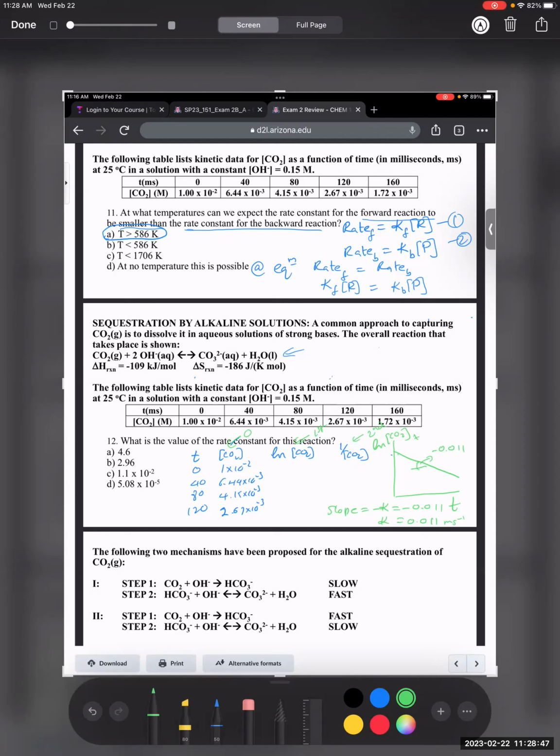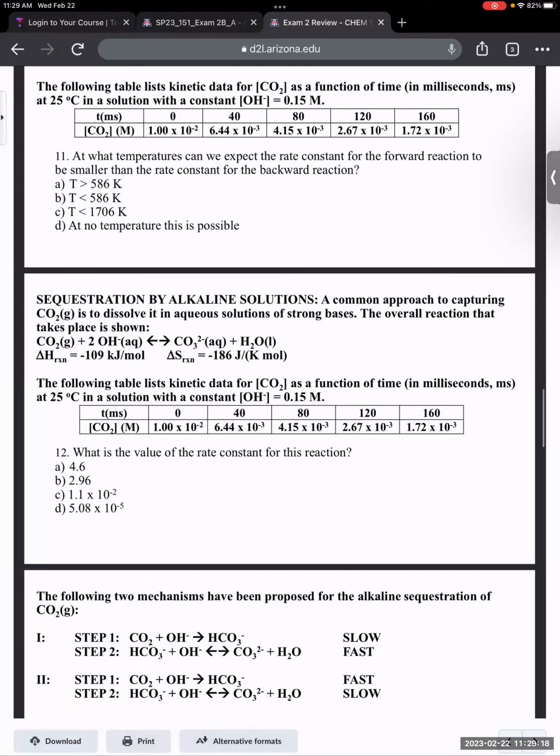All right, so it's important that we figure out the units as well. It's a first order reaction. For first order reactions, we always have per time units. So we need to keep that in mind. Anyway, that's going to be our answer, and that seems like option C over here. Okay. All right, and moving on to the next question.